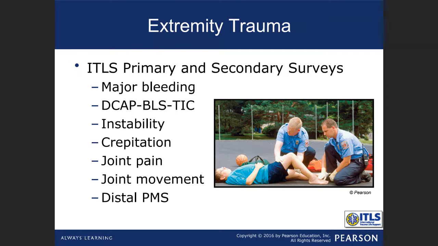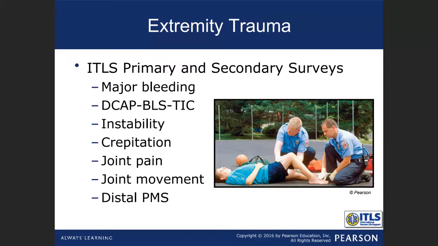If you need to do a rapid scan, you do your DCAP-BTLS, TIC. TIC is tenderness, instability, and crepitation. You can do it for the entire body or you do it for the injured part. It depends on whether or not you need to do a rapid scan or a focus. So we're looking for instability, we're looking for crepitation, joint pain, joint movement, distal PMS.